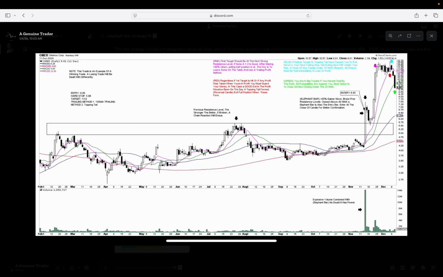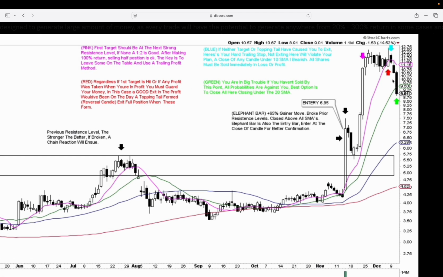So we have some resistance on an aggressive elephant candle, and this yielded around 100% return. You had a couple of opportunities to exit here on a reversal bar, a crossover, and then another crossover as a last resort using the 20 simple moving average, but ideally you would exit on the 10 simple moving average.